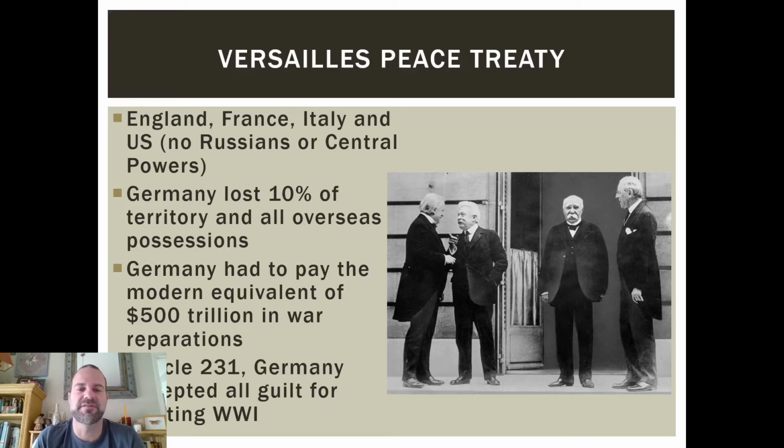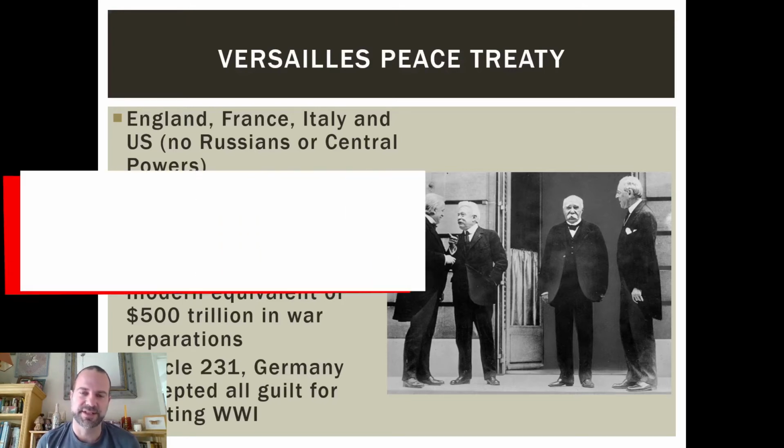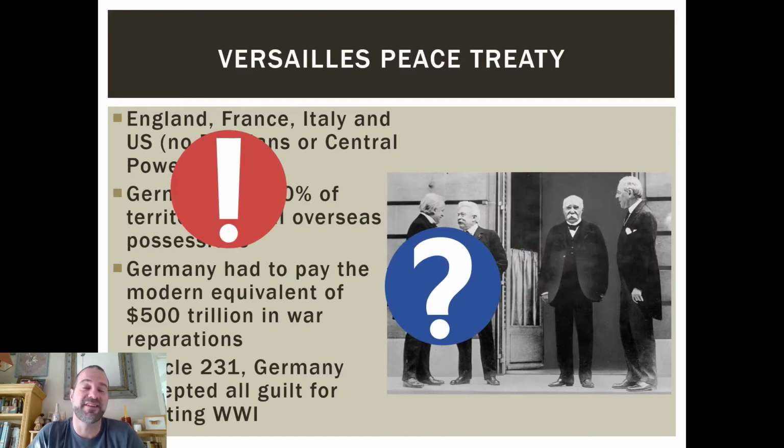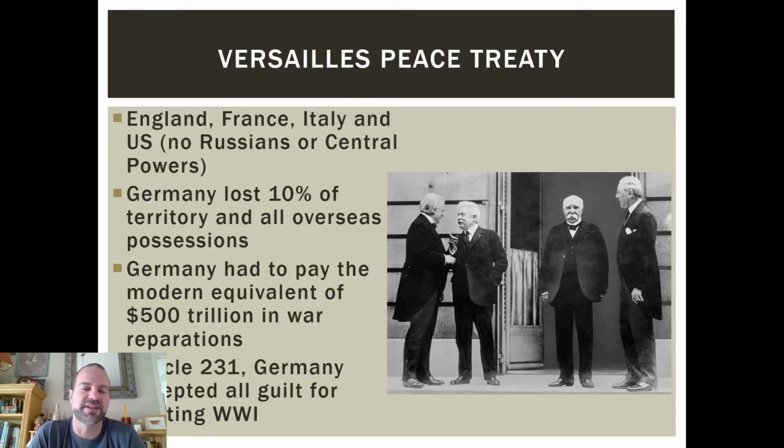Germany lost 10% of its territory and all overseas possessions. They had to pay reparations that are in the modern equivalent of $500 trillion. And then Article 231 is where Germany accepts all guilt for starting World War I. So all these things are going to have an impact and quite honestly directly lead to World War II.